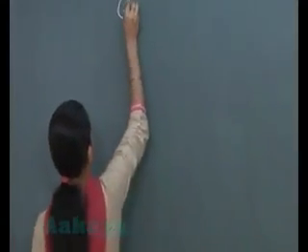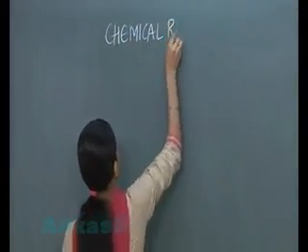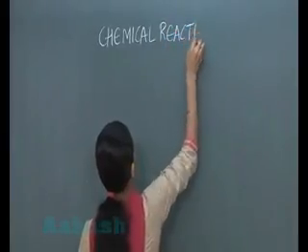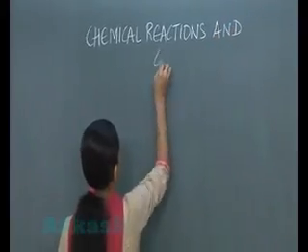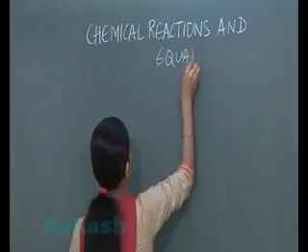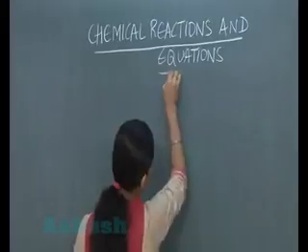So students, in the first chapter of 10th class chemistry, we will study about the variety of chemical reactions and the way of representing them in the form of chemical equations. So let us begin with the chapter Chemical Reactions and Equations. So the first chapter of 10th class chemistry is Chemical Reactions and Equations.